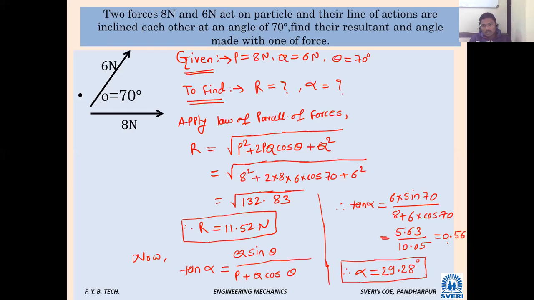Okay, sir. Have you got the answer? Alpha is equal to whatever is the required answer. Now is it okay with the answer? Alpha is equal to 29.28 degree. Yes, sir. Very simple.